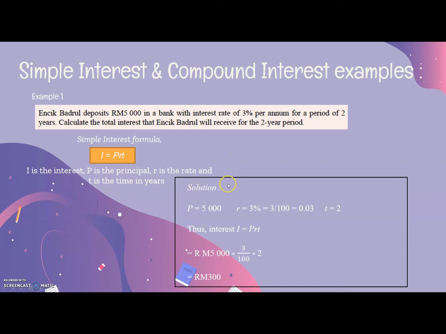What is the solution? You have to determine the P, R, and T. Here the case is P equals 5,000, R equals 3% or 3 over 100 equals 0.03, and T equals 2 for 2 years. Thus the interest is RM 3,000 after you insert all the given information into the formula.